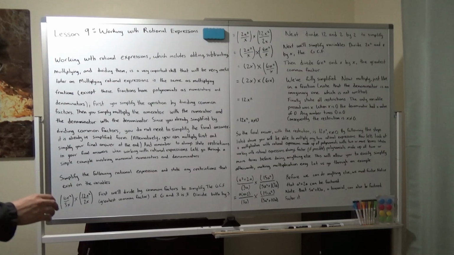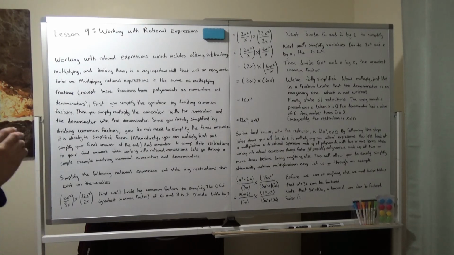Let's go through a simple example involving monomial numerators and denominators. Simplify the following rational expression and state any restrictions that exist on the variable: 6x squared divided by 3x, times 12x squared divided by 2x. First, we'll divide by common factors to simplify.